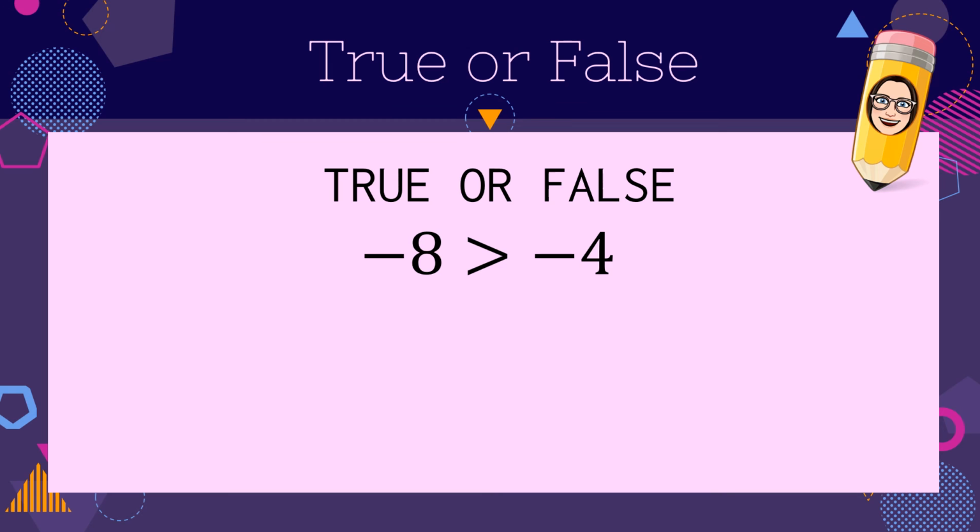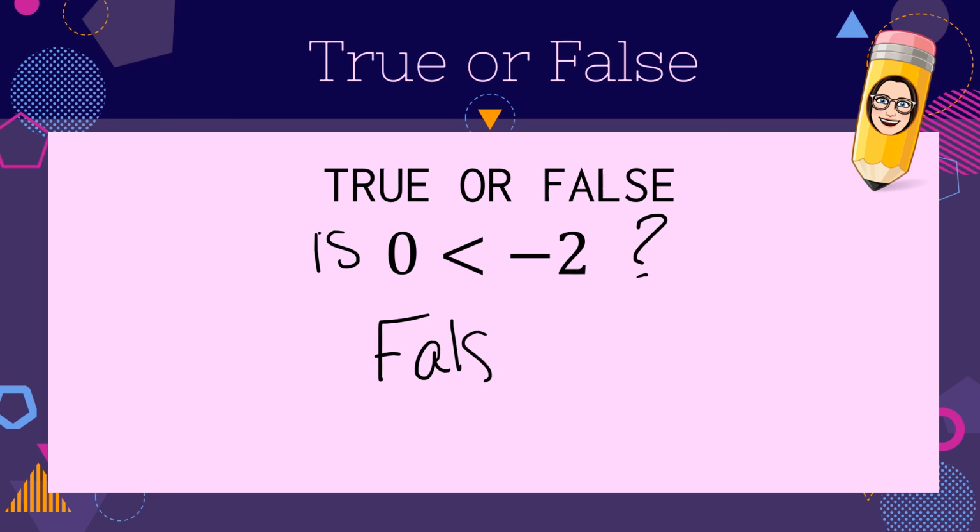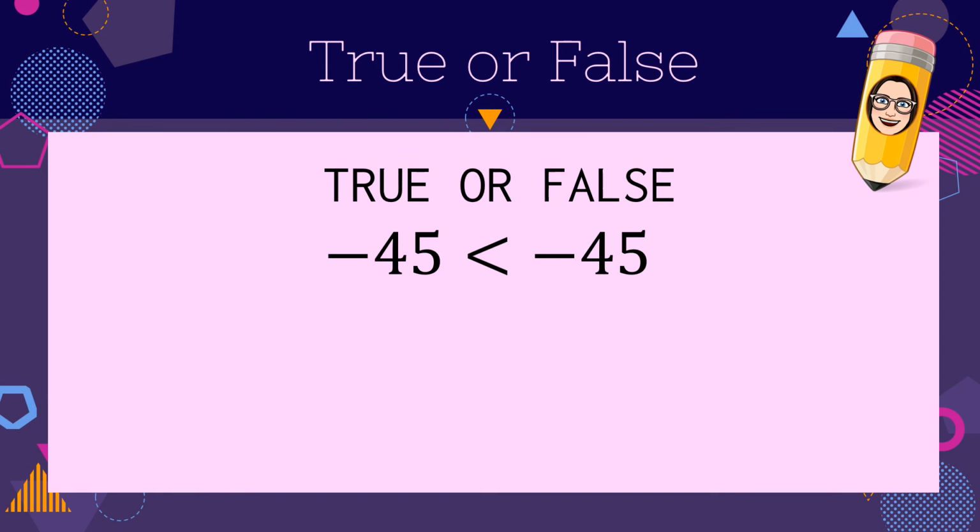Is negative 8 greater than negative 4? False. Again, we're dealing with negative numbers. Even though 8 looks bigger, negative 8 is not bigger. Is 0 less than -2? False. 0 degrees is warmer than -2. Is -45 less than -45? False. Because there's no or equals to there, one is not less than the other. So I have to say false on this one.